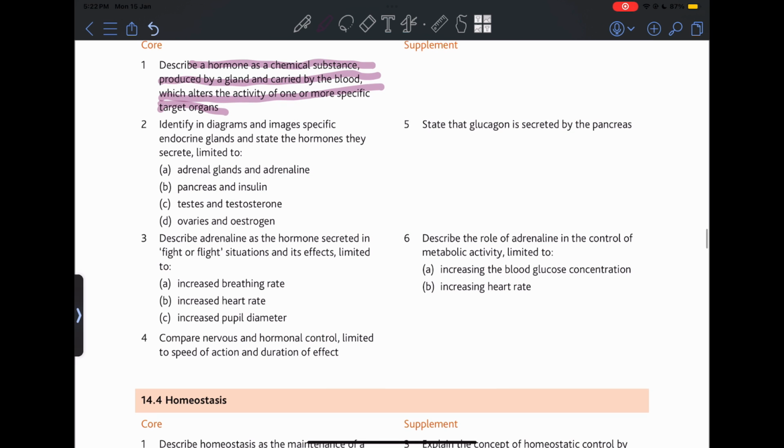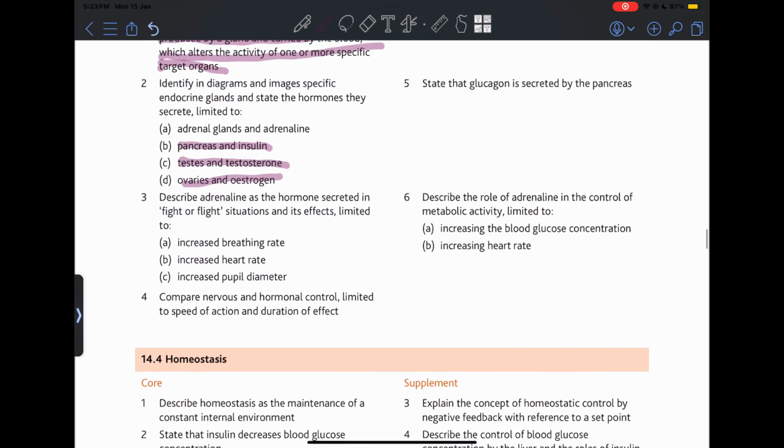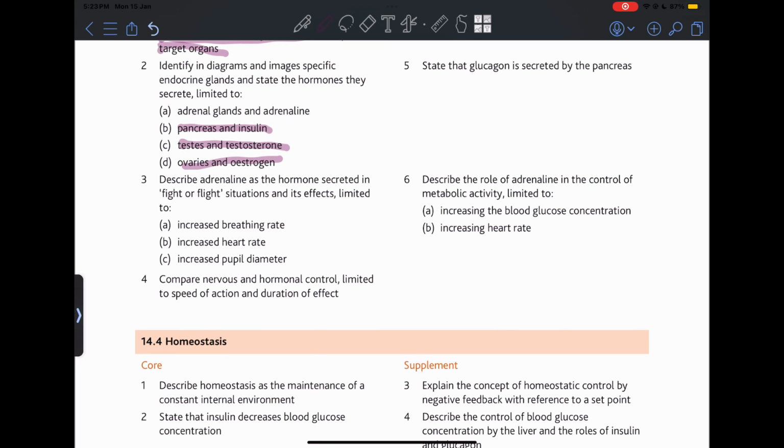Describe adrenaline as the hormone secreted in fight or flight situations, and its effect limited to increased breathing rate. So when there's this hormone in your body, it will cause your body to increase the breathing rate, and it will also increase the heart rate, and it will increase the pupil diameter. So that means the black part of your eye, which is called the pupil, will increase in size, it will be wider and bigger.